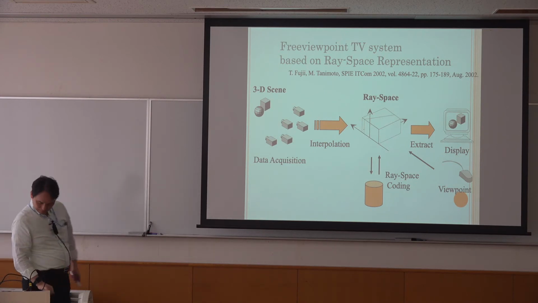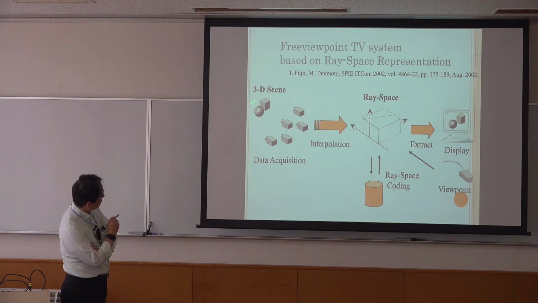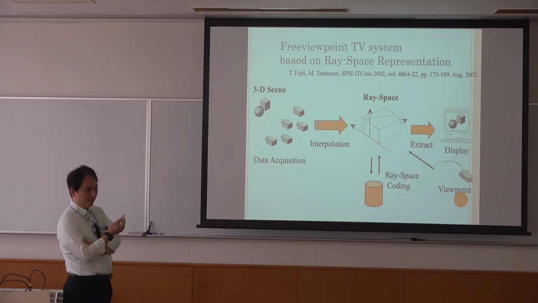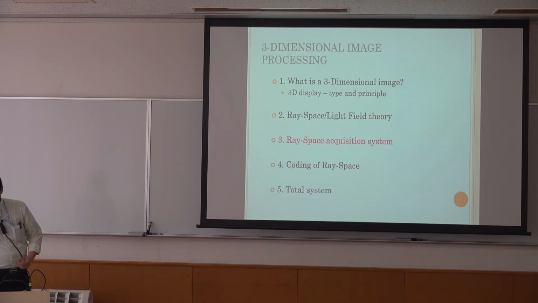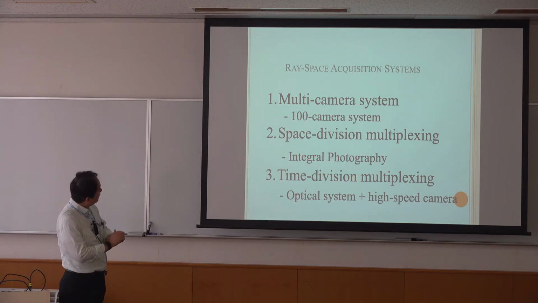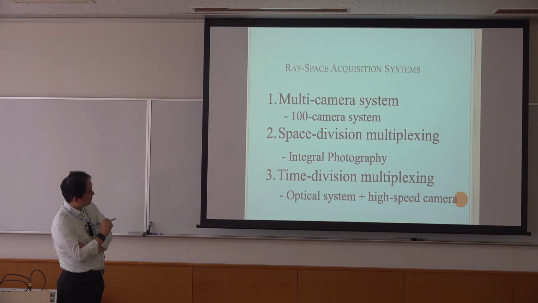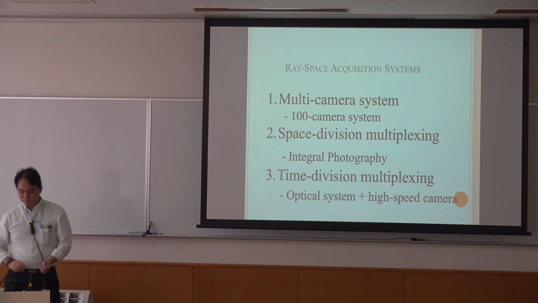Okay, last 5 minutes. Today we'll focus on this part, the acquisition part. How can we get ray space here? There are roughly 3 types of capturing or acquiring systems of ray space. Number 1 is the multi-camera system. We developed a 100 camera system. The second is space division multiplexing. Integral photography is one of them. And number 3 is time division multiplexing, an optical system plus a high-speed camera.